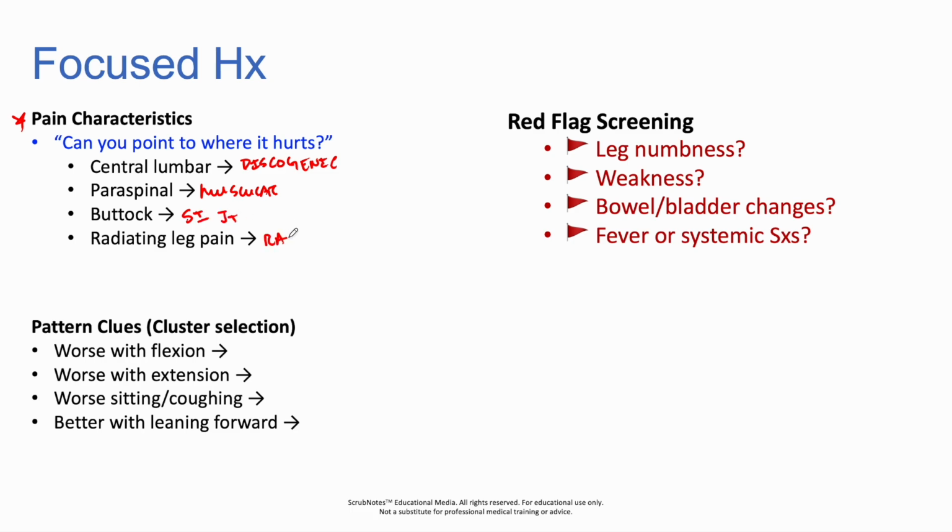We can also ask pattern questions like, does flexion worsen the pain? Does extension cause more pain? Does sitting or coughing reproduce symptoms? For example, pain with flexion often indicates disc pathology. Pain with extension may suggest facet joint irritation.